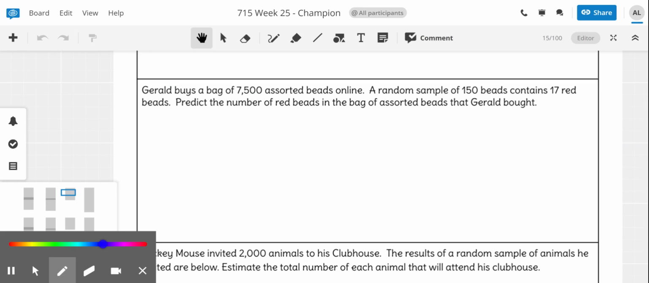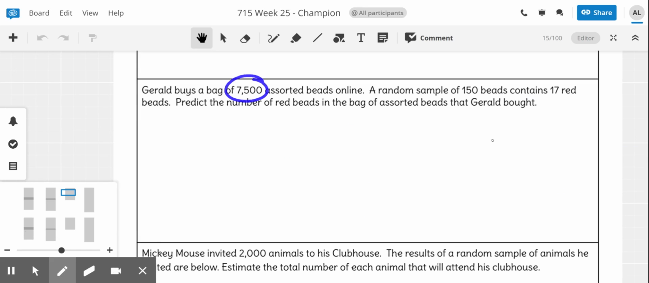Question 2. Gerald buys a bag of 7,500 assorted beads online. A random sample of 150 beads contains 17 red beads. Predict the number of red beads in the bag of assorted beads that Gerald bought.